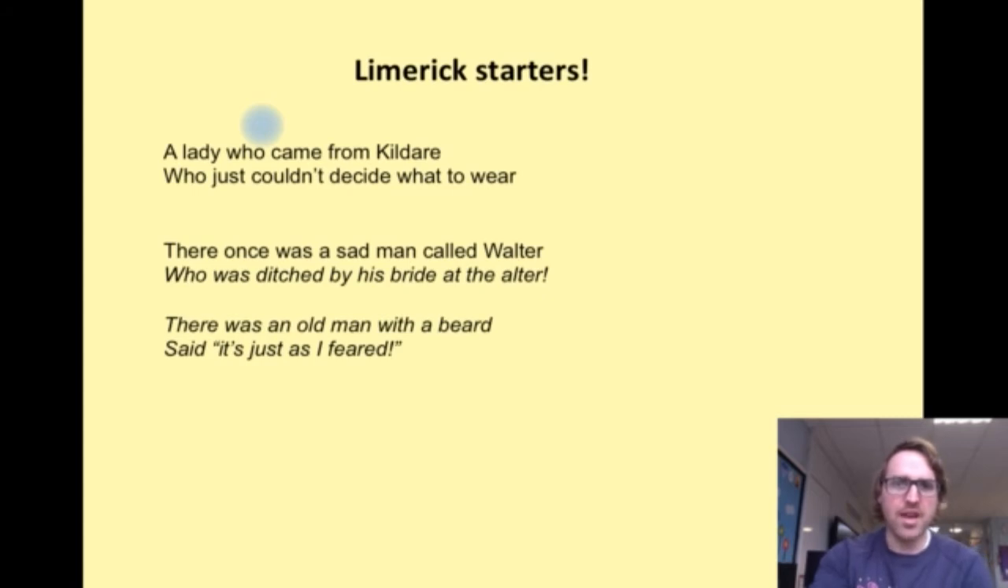Okay, so here are some examples of limerick starters, like a lady who came from Kildare who just couldn't decide what to wear, or there was once a sad man called Walter who was ditched by his bride at the altar. Okay, and you could hear that rhythm as well on each one. There was an old man with a beard, said, "It's just as I feared." Okay, we're trying to play around with that rhythm each time, but also we've got the rhyming couplet at the top.